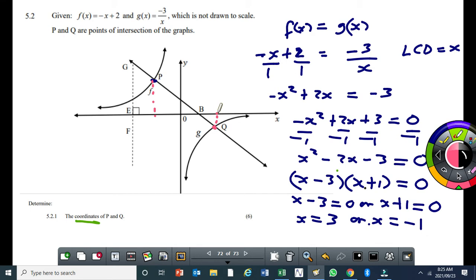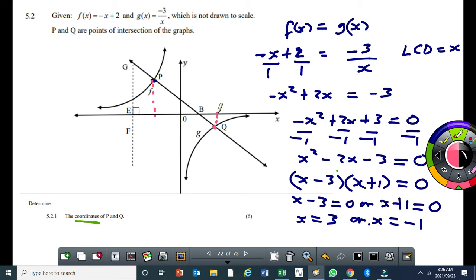Now, to find the y values, I prefer to substitute into the linear, because the linear is simplified. But you can also substitute into the hyperbolic equation. Whichever you decide, you get the same result. But I think for this case, just allow me to substitute into the hyperbolic equation.